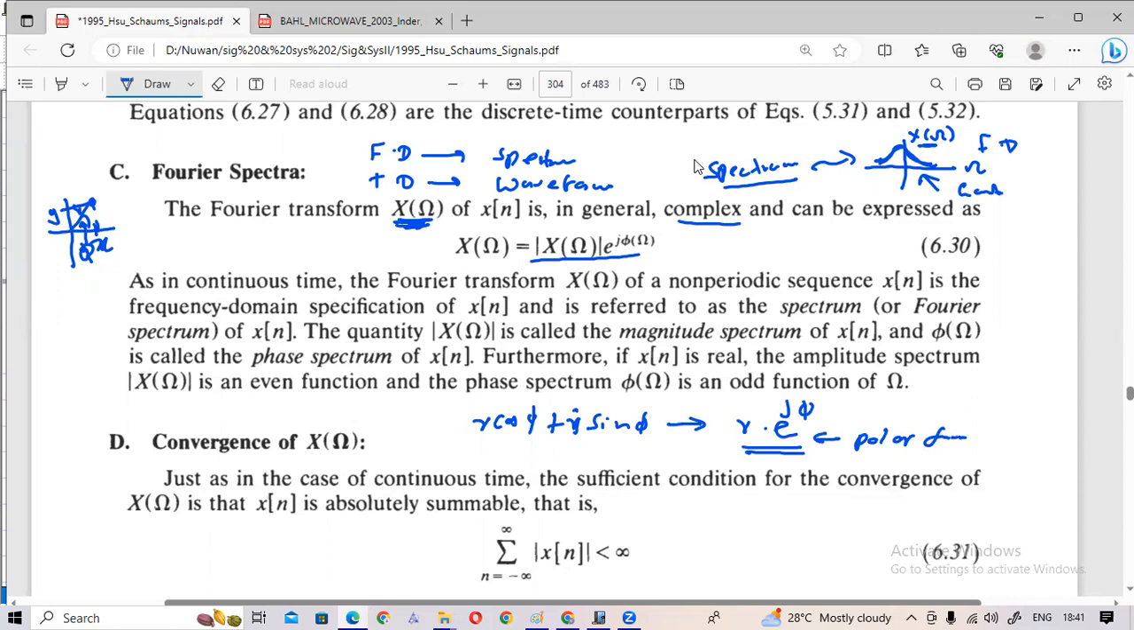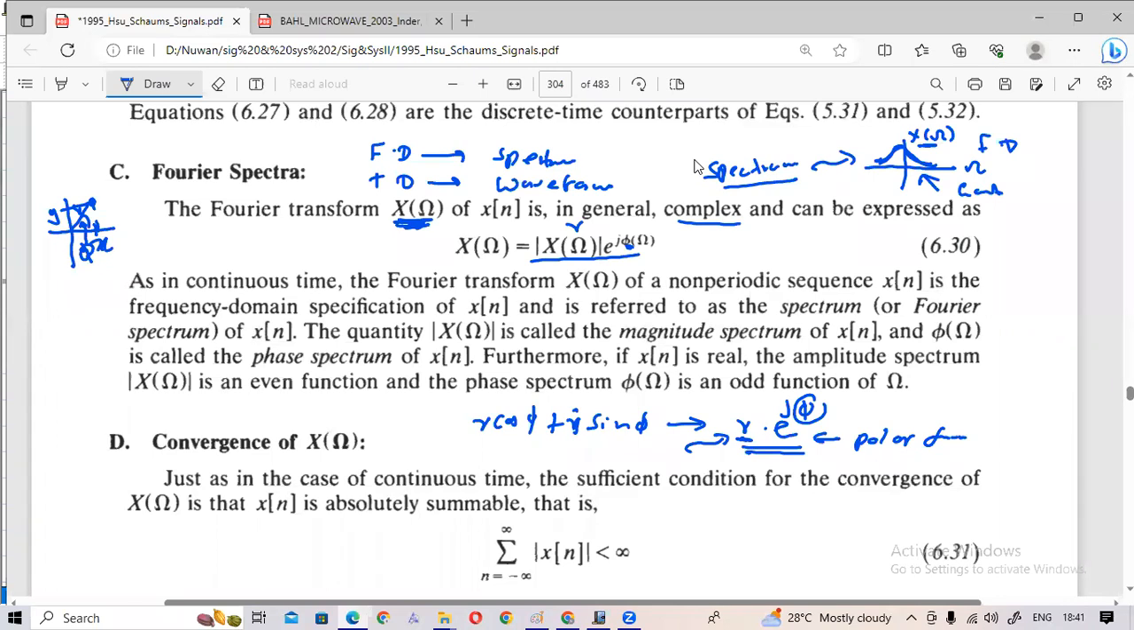We have already learned this one, so I'm not going to explain it anymore. This is the magnitude, and this phi is the phase. You can represent any complex number like this. So here also it is represented like this. So this x omega is the magnitude of the complex number, identical to r, and this phi is the phase of the complex number.